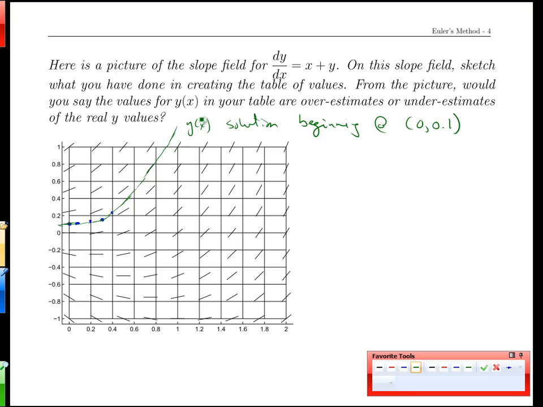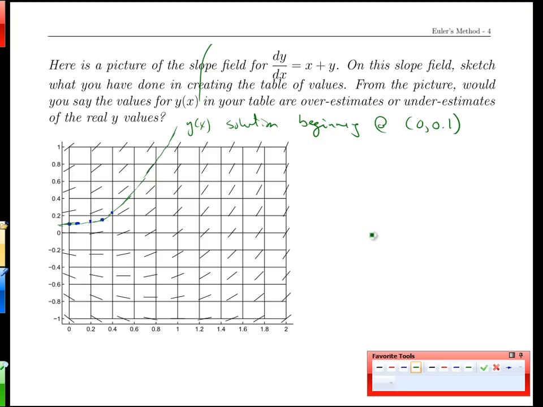Now, just as a more general comment, would you say that the values for y of x, because remember these things are approximations, are they overestimates or underestimates of the real graph y? Think about that for a second. Well, how would you know?